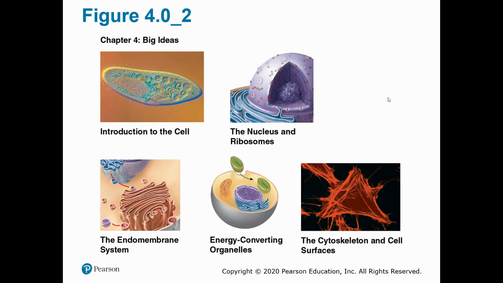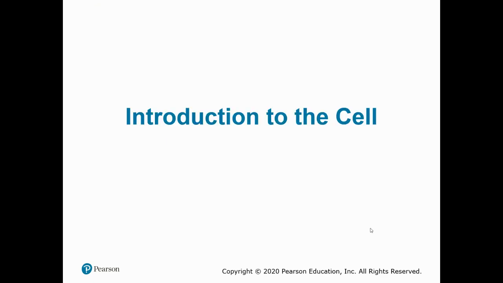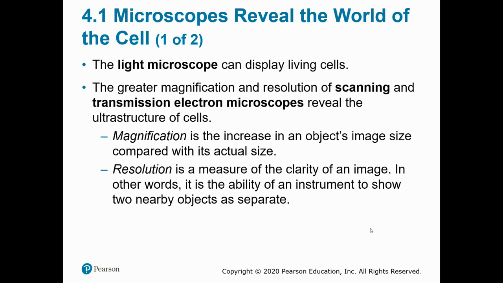Again, the book gives you this division into major ideas. So we've got an introduction to the cell, and then we're going to look at the parts of the cell. We're going to look at the nucleus, the ribosomes, the endomembrane system, energy converting organelles, and then the cytoskeleton. So first, let's talk about the cell.